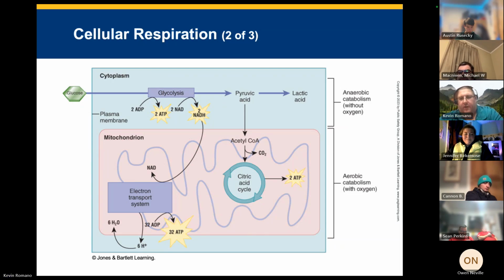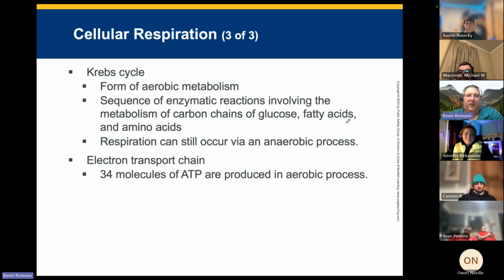All right. So as you can see, the cellular respiration here, aerobic versus anaerobic metabolism. If you look at the differences here, it kind of breaks it down. All right, so the Krebs cycle, otherwise known as the citric acid cycle, is a form of aerobic metabolism. The sequence of enzymatic reactions involve the metabolism of carbon chains of glucose, fatty acids, and amino acids. This occurs in the presence of oxygen.